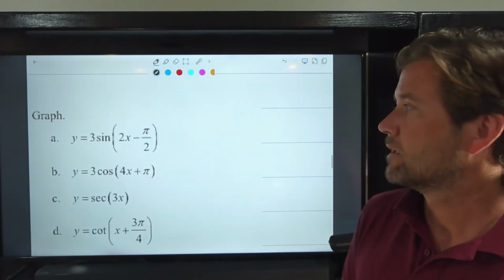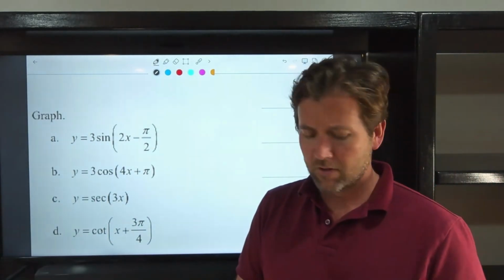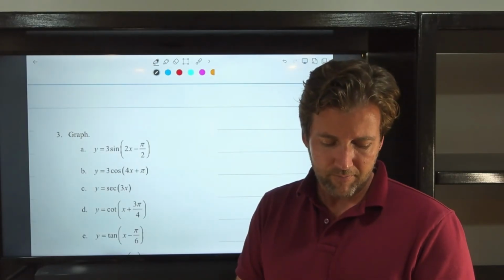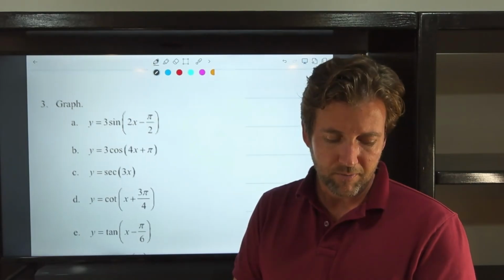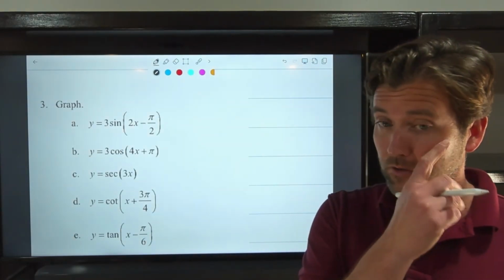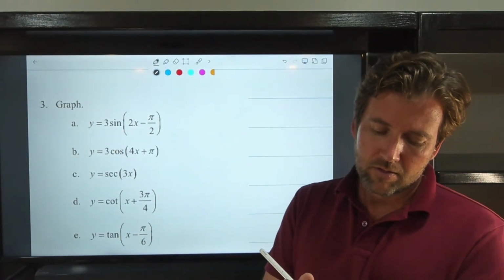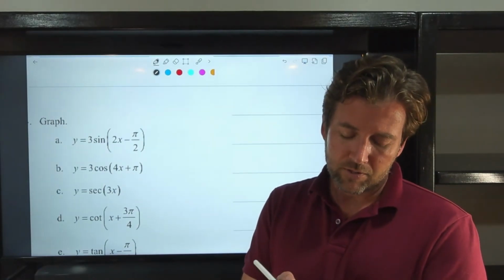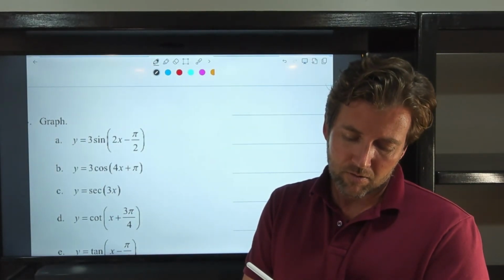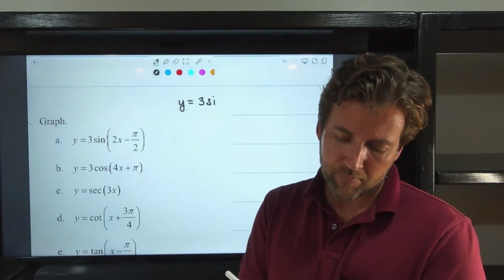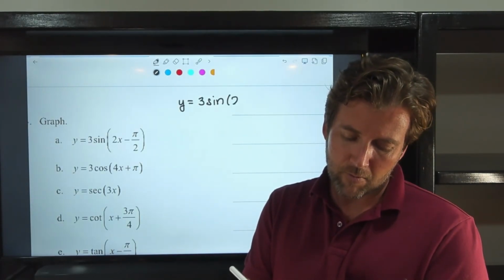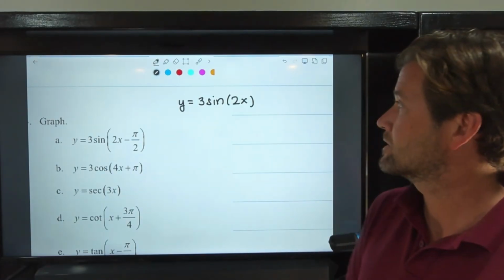Okay, so it's kind of blurry here. We'll just have to deal with it. The quiz is in the description, or if you have it with you. Now, I'm going to show you how to do this problem 2 different ways. So the first way is you just graph 3 times sine of 2x.